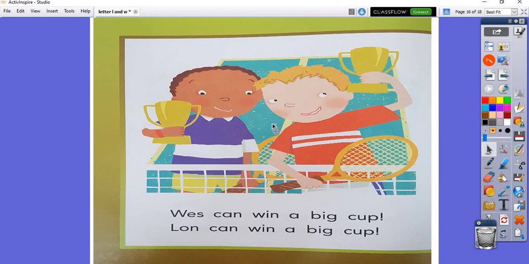Wow, can you see this picture? In this picture, they both have a cup. What do you see? Are they happy or sad? Yes, they are happy. Wes can win a big cup. This boy Wes, he won a big cup. Wow. Lon can win a big cup. Lon also, they won a big cup. The two boys, they won a big cup.